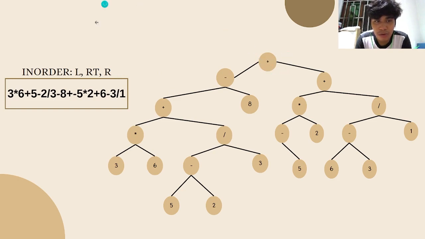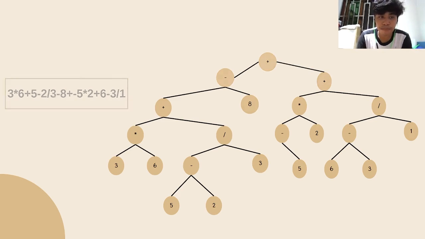So what is left to do here is to print it out. So it's the same with the right side of this node. So that is for the in order, and you should get 3 times 6 plus 5 minus 3 divided by 3 minus 8 plus minus 5 times 2 plus 6 minus 3 divided by 1. So that is our in order.